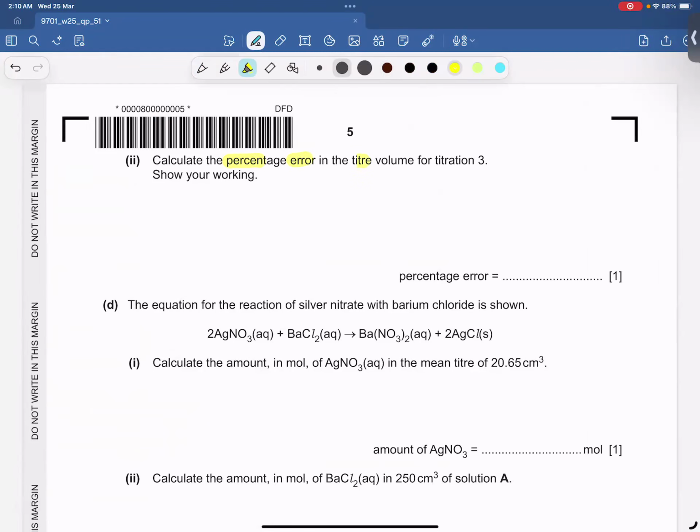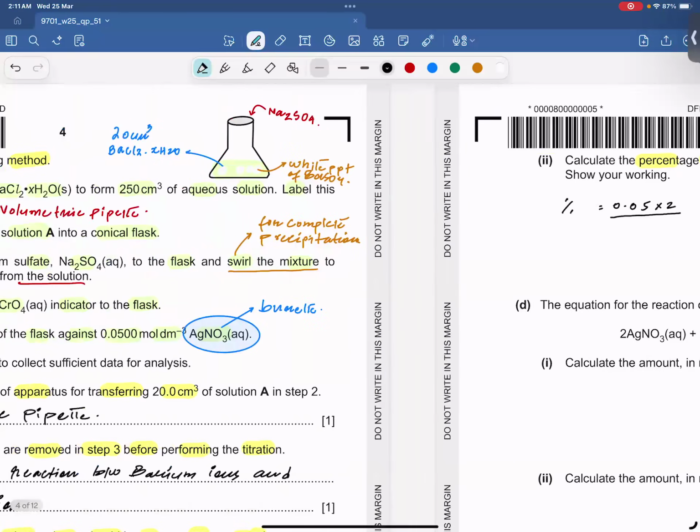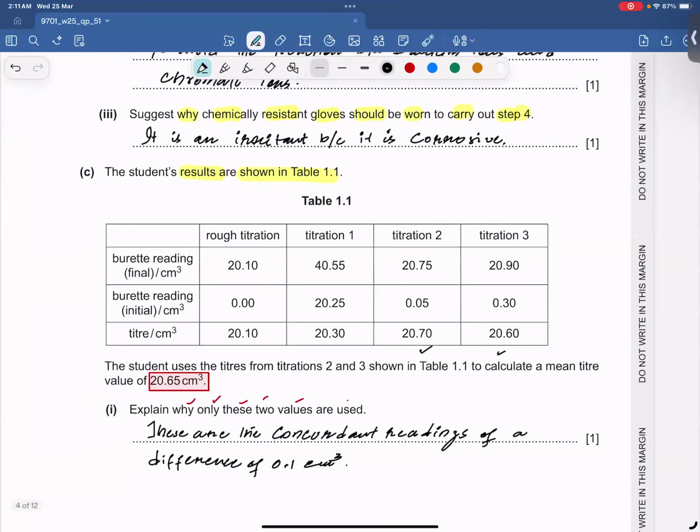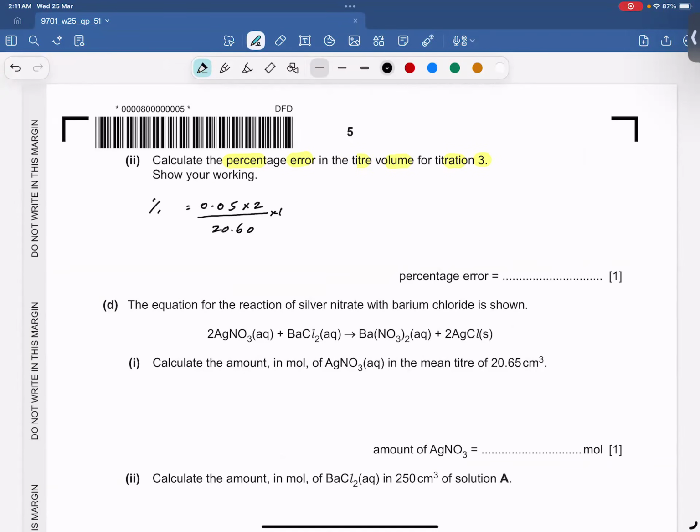Calculate the percentage error in the titer volume for titration 3. So the single burette reading error is basically 0.05. We usually take two readings, initial and final. So the single burette reading error needs to be multiplied by 2, divided by the volume in titration 3, which was 20.60, and multiplied by 100 to get the percentage. So it's basically 1 divided by 20.6 times 100. So it's basically 4.854%.